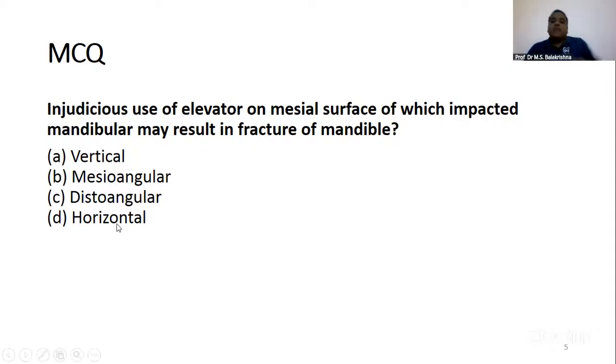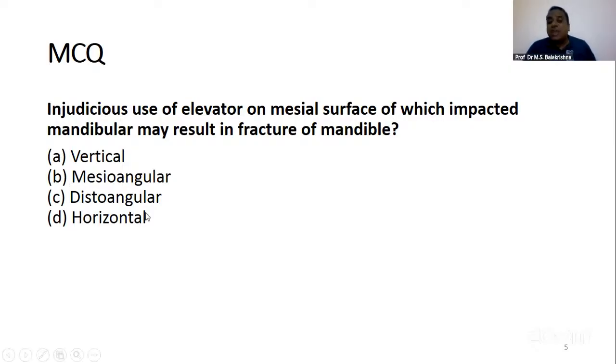Horizontal and distoangular. Now these two are the ones which you should be very, very careful about. Horizontal impaction, when you do the bone guttering, right? The problem with horizontal impaction is damage to the nerve will be more. Damage to the lingual nerve will be more.